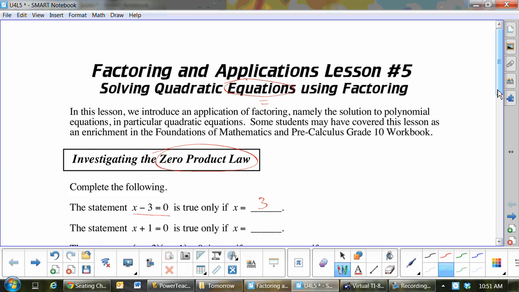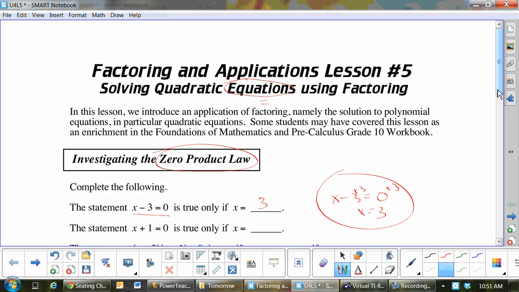Now, say you're like, what? 3? I'm not seeing it. Well, you could do it algebraically. X minus 3 equals 0. Add 3, because we're going to solve for x. X equals 3. So you can actually solve it.